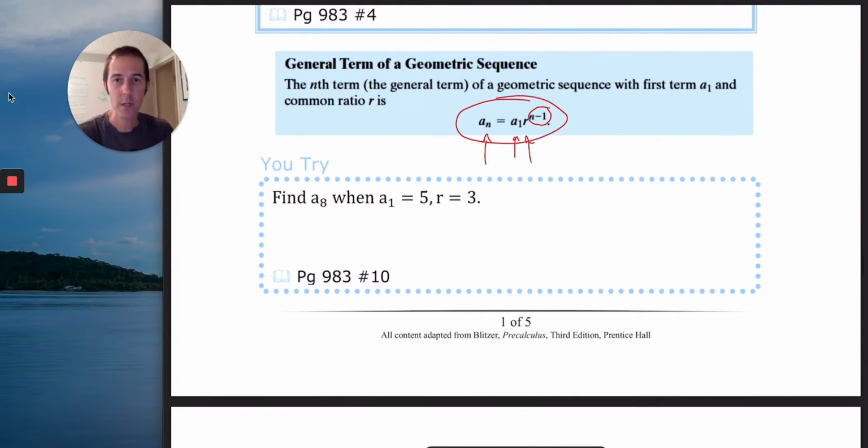Okay, so let's try to use this little formula in order to find a sub 8. We've got a sub 1, we've got r, great, so that should be very straightforward. A sub 8 is equal to a sub 1 times our common ratio to the 8 minus 1 power. So that is 5 times 3 to the 7th power. I'm good, but I'm not that good. 5 times 3 to the power of 7 is 10,935.